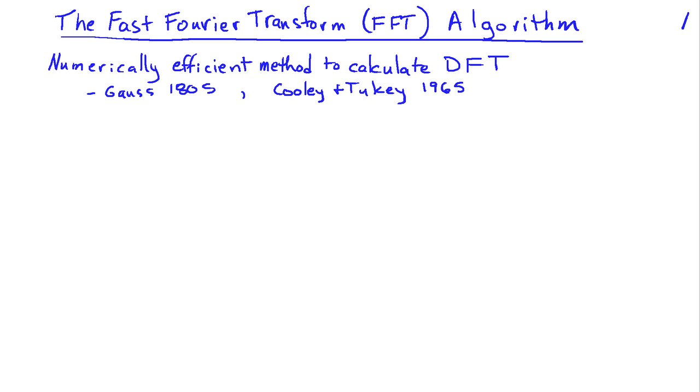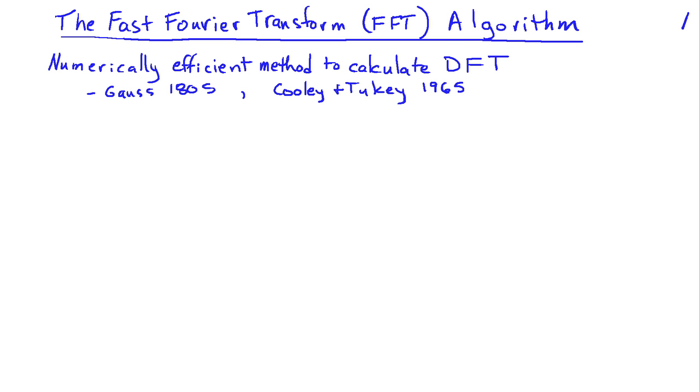The fast Fourier transform, or FFT, is actually not yet another Fourier representation, but it's an algorithm. It's a numerically efficient way of calculating the DFT. It's had a profound influence on the development of signal processing as a discipline. It was originally developed by Gauss in 1805, but really not recognized until more modern times that he contributed to it.